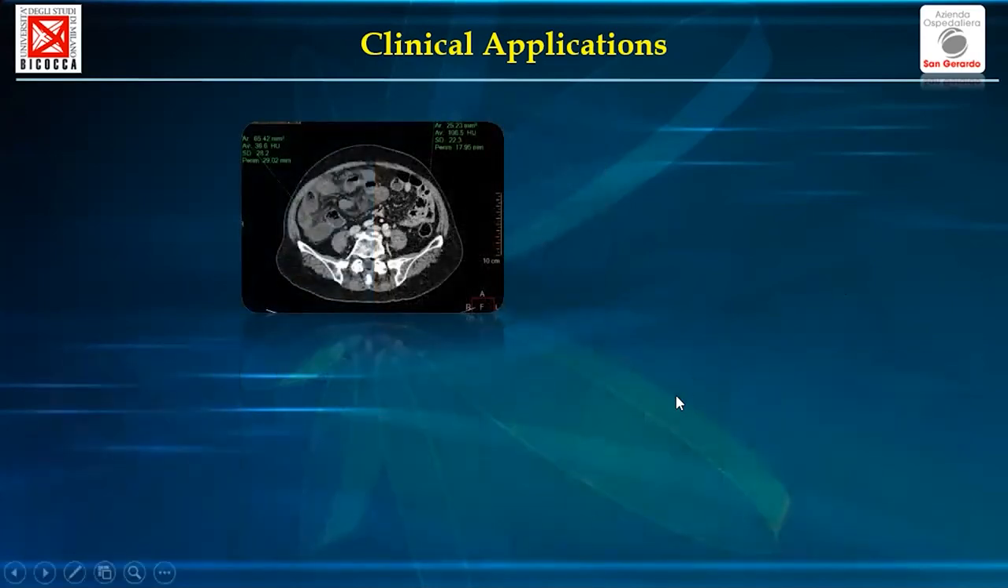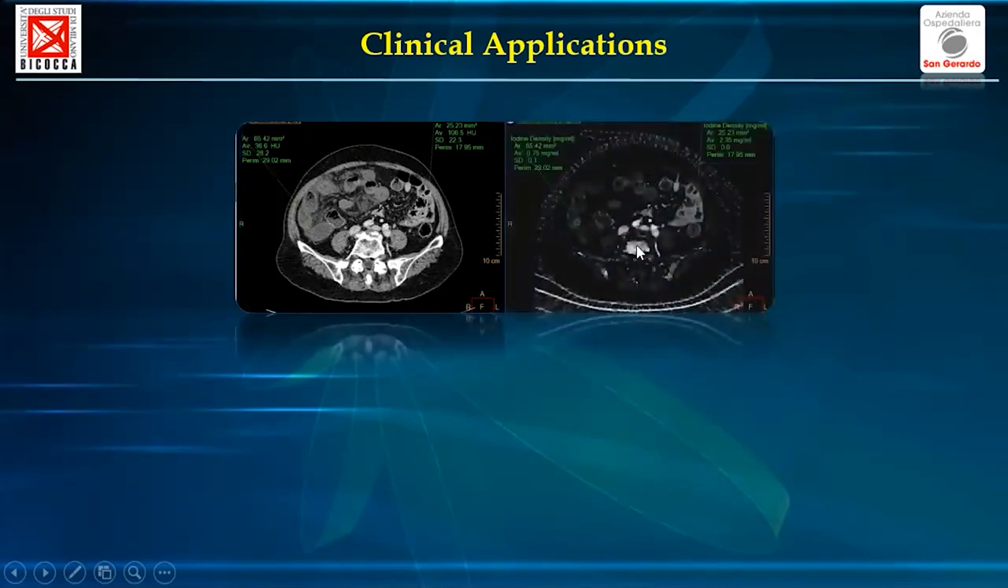This is an example of a patient that was addressed to the emergency department for abdominal pain. Looking on CT images, we can appreciate immediately the differences in terms of attenuation value between the right side duodenum, right side bowel loop, and the left side bowel loop.